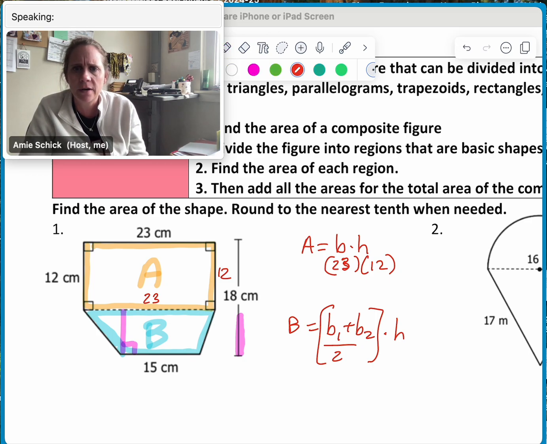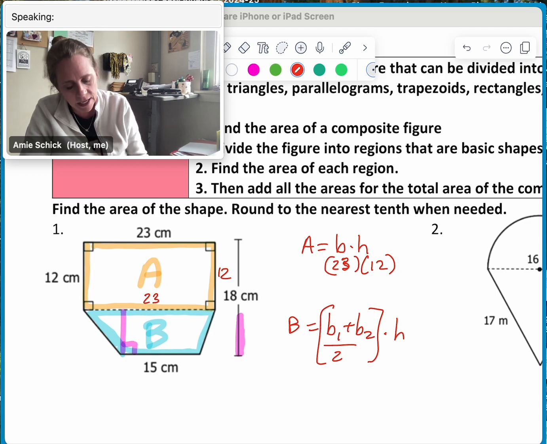Let's see, what do I know? What do I not know? Oh, I see. So the side of the rectangle is 12. The entire distance from top to bottom of our composite figure is 18. That means our height, I believe, will be 6, the difference between those two. Base 23, base 15, divide by 2, all of that times the height that we just discovered.